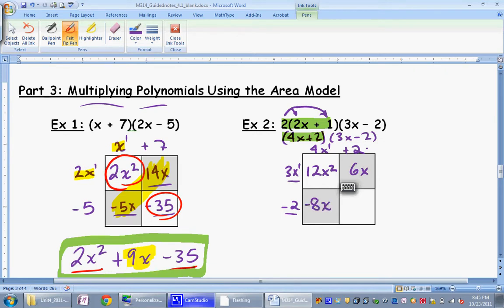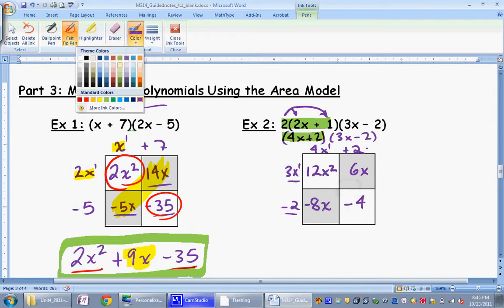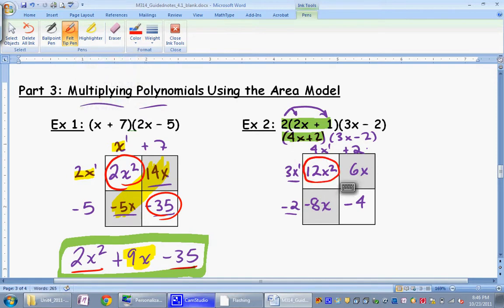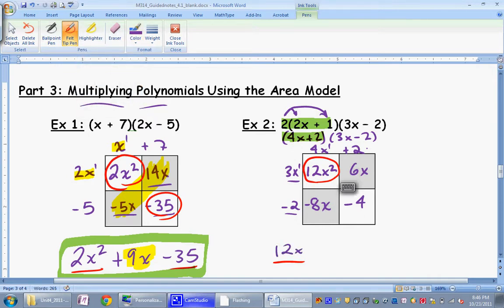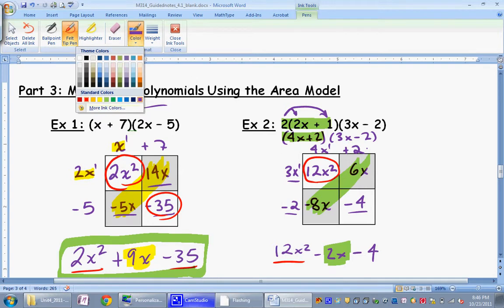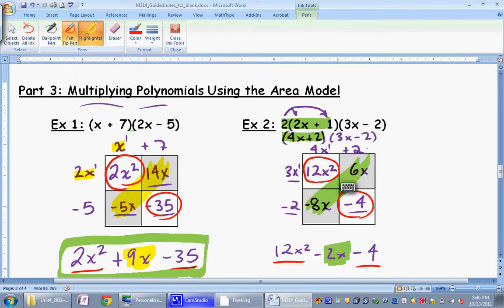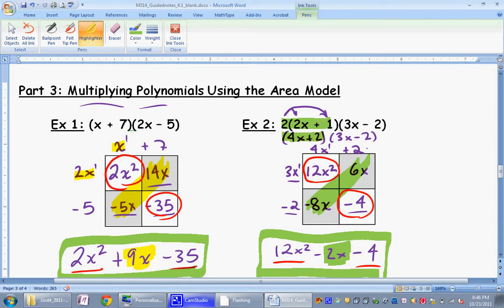And to write my final answer, my first term is going to be 12x squared. So I'll go ahead and write that down, 12x squared. Then after that, if I combine like terms, negative 8x and 6x are going to make negative 2x. And then finally at the end, negative 4. So that's my final answer. My polynomial is 12x squared minus 2x minus 4. It looks like a quadratic trinomial, degree of 2 and 3 terms in it.